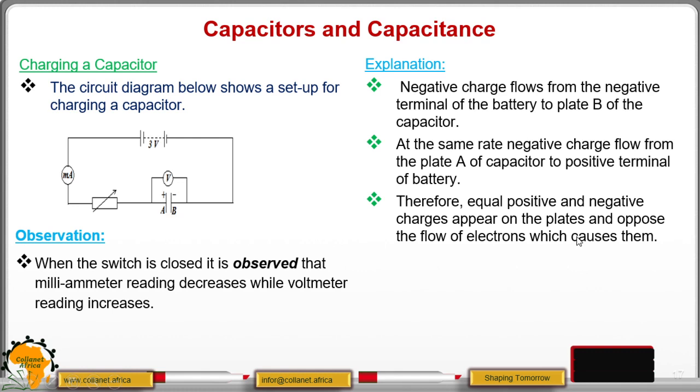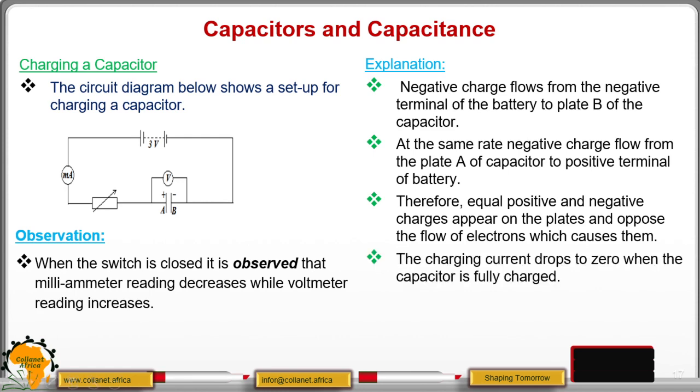So at the end, you'll have an equal number of negative charges and positive charges on these two plates. When they are equal, remember now we have an equal amount of charges, that will oppose the flow of electrons, because there will be no potential difference, since now they are having the same charges, and at that point the capacitor will be fully charged. So the charging current will drop from maximum to 0. That is when the capacitor is fully charged.